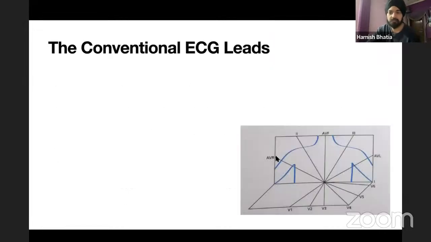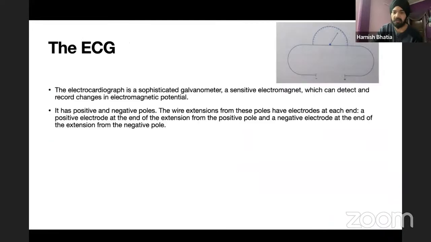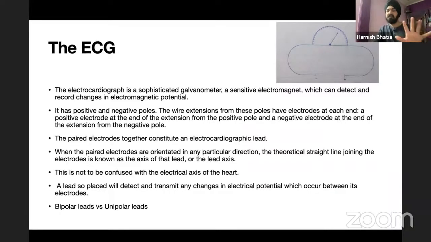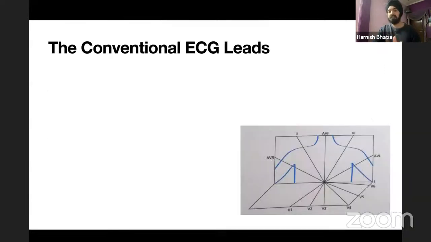Okay, fine. So these are unipolar and bipolar leads. This is the basic concept of how the ECG records potential. Now we're going to see what the conventional ECG leads used in humans are.